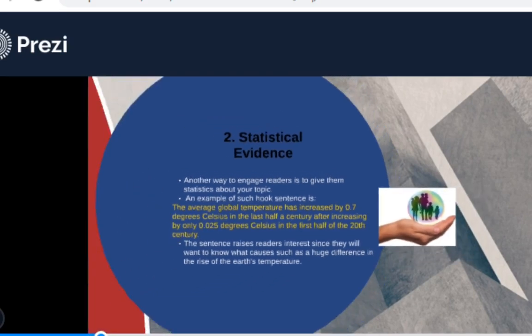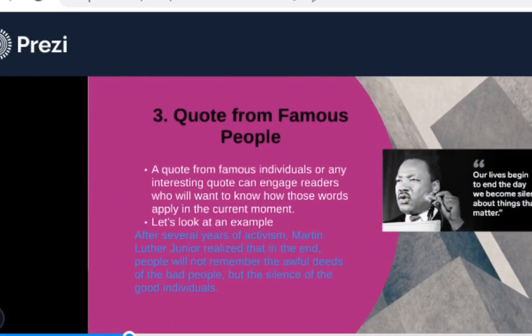And number three is a quote from famous people. A quote from famous individuals or any interesting quote can engage readers who will want to know how those words apply in the current moment. Let's look at an example. After several years of activism, Martin Luther King Jr. realized that in the end, people will not remember the awful deeds of the bad people, but the silence of the good individuals.